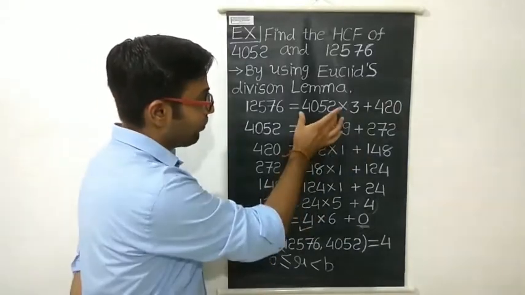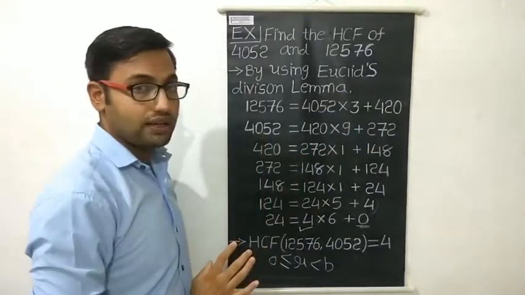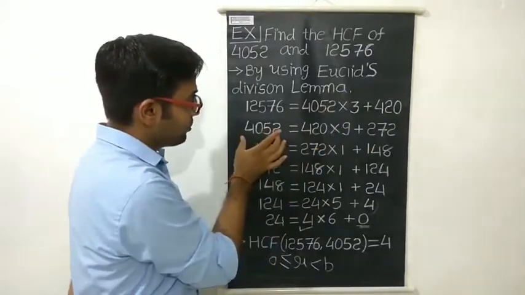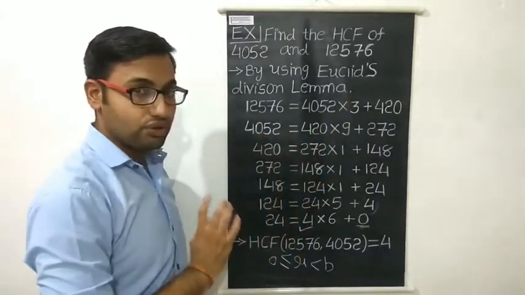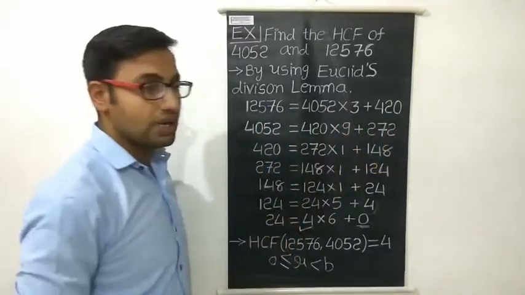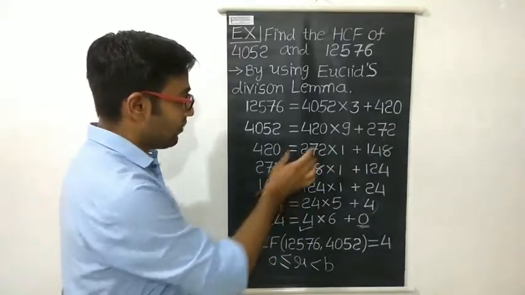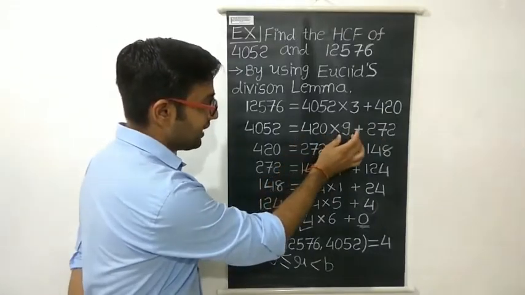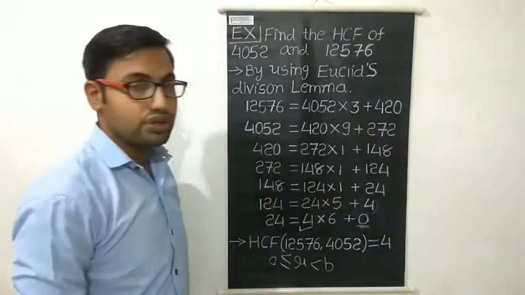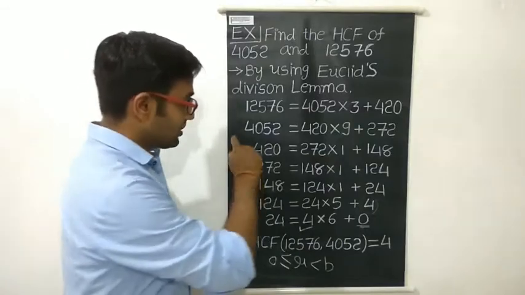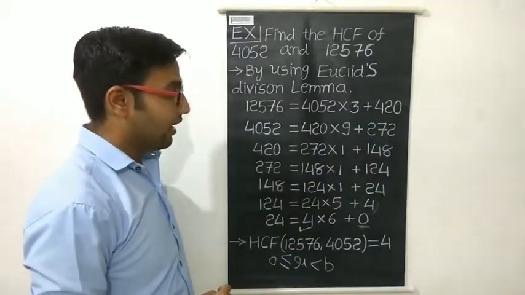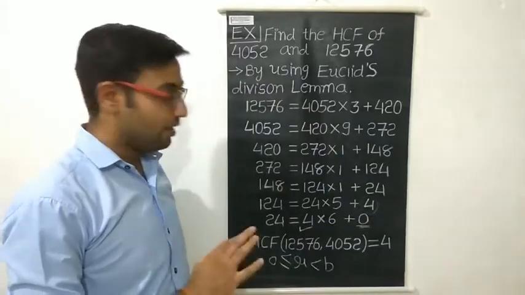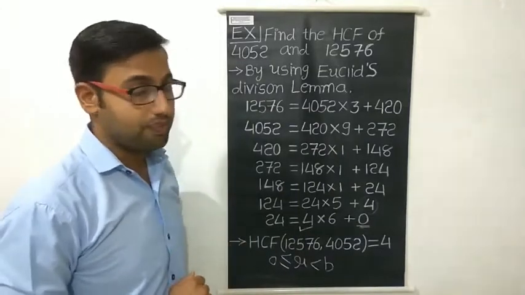So now 4052 and 420 are selected. Again we have to divide 4052 by 420. Whenever we divide 4052 by 420, we get 9 as a quotient and 272 as a remainder. So we can say that 420 goes 9 times and gives the remainder 272. So in the second step also we use Euclid's division lemma. Now is the process completed? No, the process is still not completed.